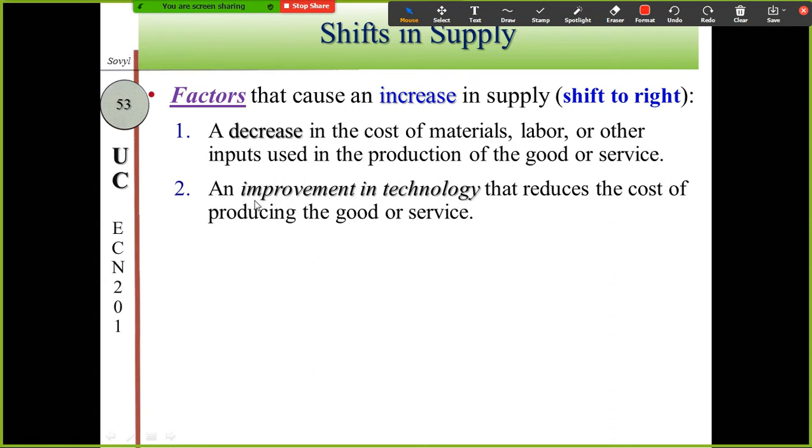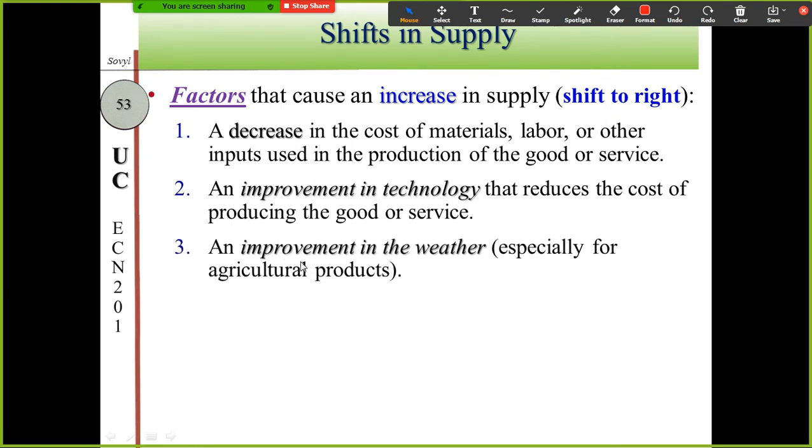Second, an improvement in technology. Improved technology, that means the latest or modern technology, can save the producer a huge cost. That's why improved technology can reduce the cost of producing goods and services. When improved technology helps the producer reduce the cost of production, it means the producer can produce more output, so supply increases. We're talking about the supply curve. The curve moves to the right hand side.